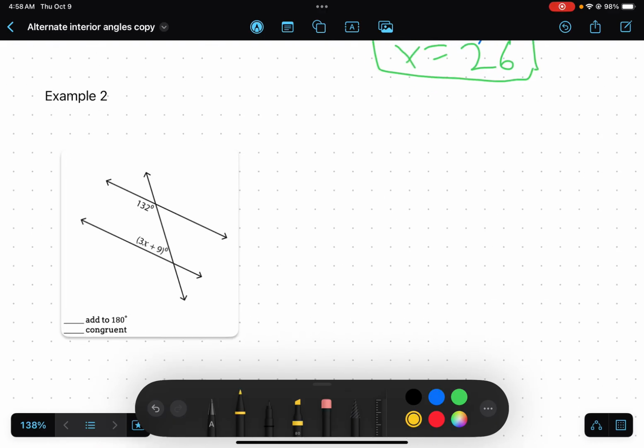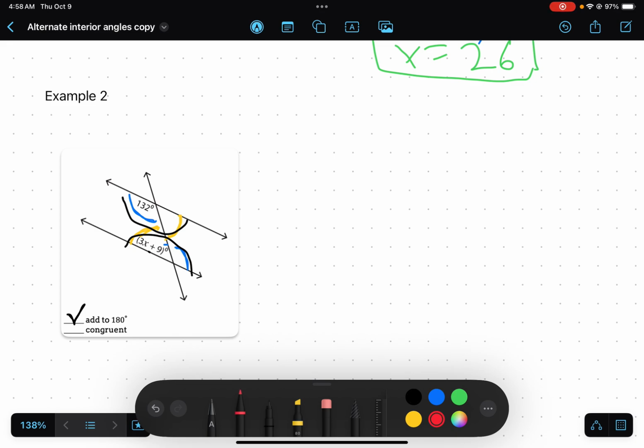First, let me just find my alternate interior angles. So this angle and this angle are alternate interior, which means this angle and this angle are alternate interior. For my coloring, I can see that these two angles together, the yellow and the blue, have to add to 180. So these two angles are going to add to 180.